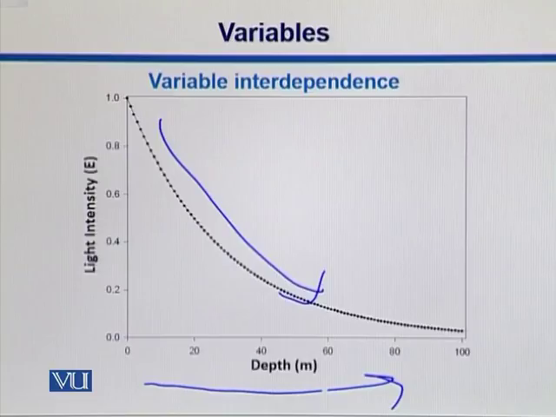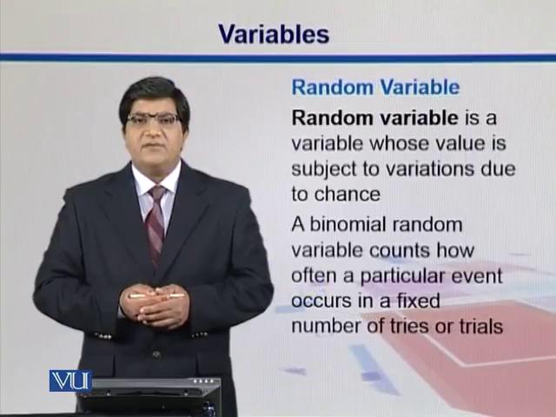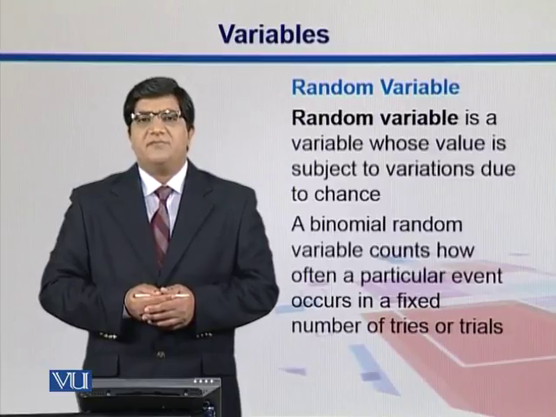If you look into this depth, that is an independent variable. It does not depend on intensity, but intensity depends on depth. So in that case, this one is an independent variable, and light intensity, which is dependent on this, is a dependent variable. Within the variables, we can also say random or fixed variables.